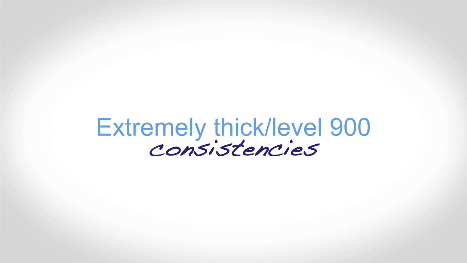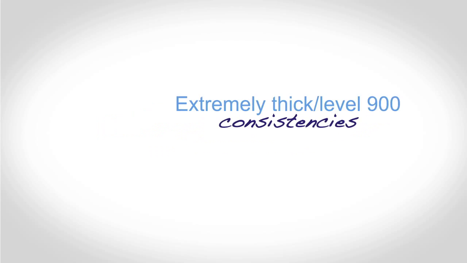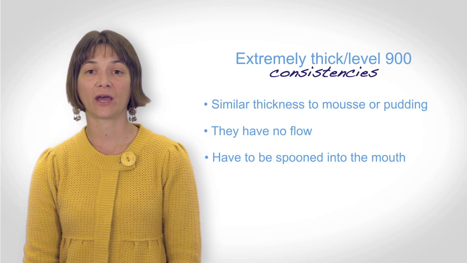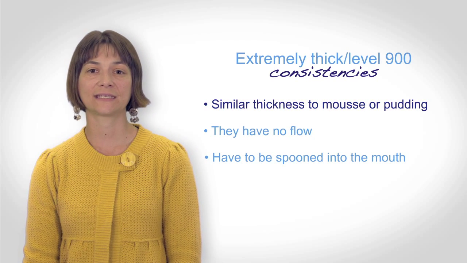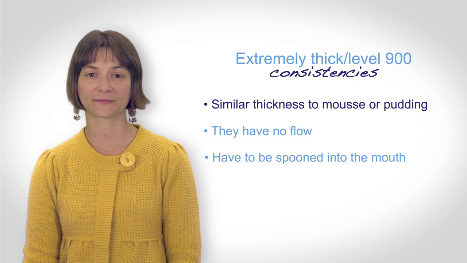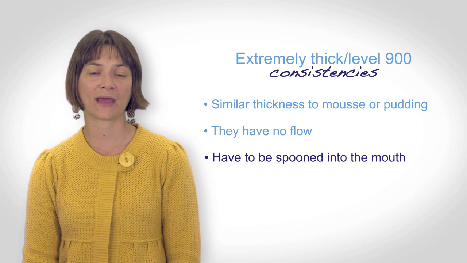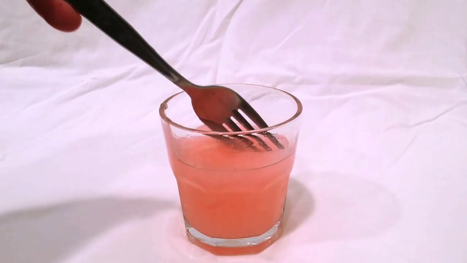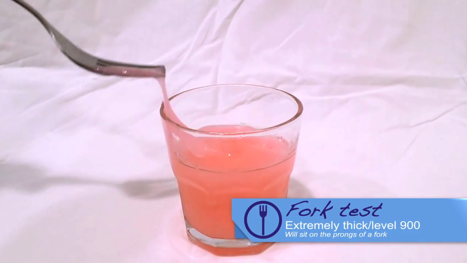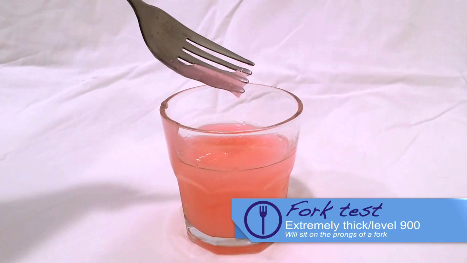Extremely thick or level 900 consistency. Extremely thick or level 900 consistency fluids are similar thickness to a mousse or a pudding. They have no flow and have to be spooned into the mouth with a spoon. The fork test for this fluid is that it will sit on the prongs of the fork.